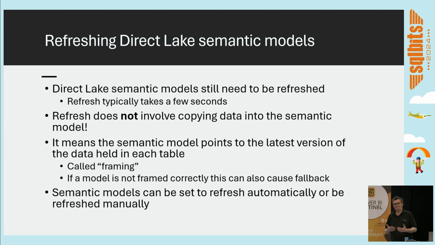So it's only going to take a couple of seconds, and by default, when you create a default semantic model, it happens automatically. It'll just do these refreshes in the background every time it detects changes, and bang, it looks like your semantic model is up to date. So why do we expose this at all?